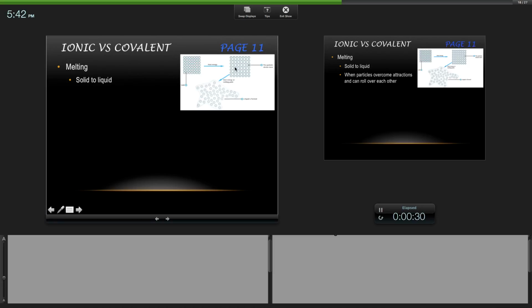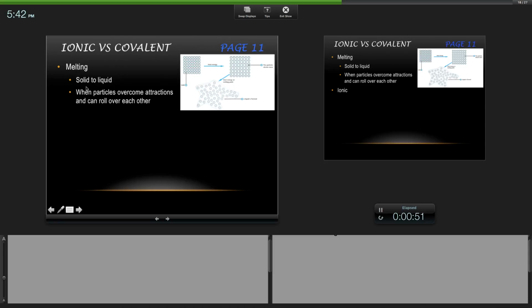So if your solid particles look like this, they collect energy, and eventually those solid particles don't sit still anymore. They have so much energy they can start to roll around. They break the really strong attractions between them, and they start to roll over. They don't spread out completely because there are still some attractions, but now they can roll over each other.